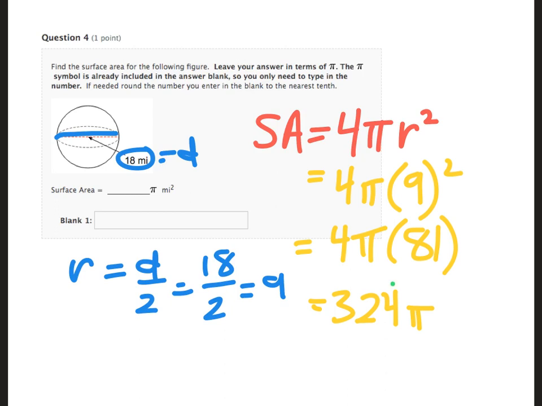Again, when you type this into your blank, you just need to do the number before pi. You don't need to multiply anything else. So you would just type in 324, and that would be your final answer.